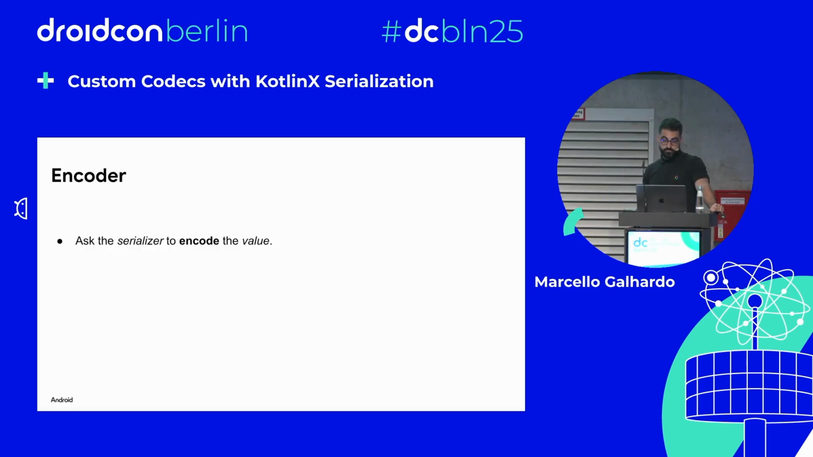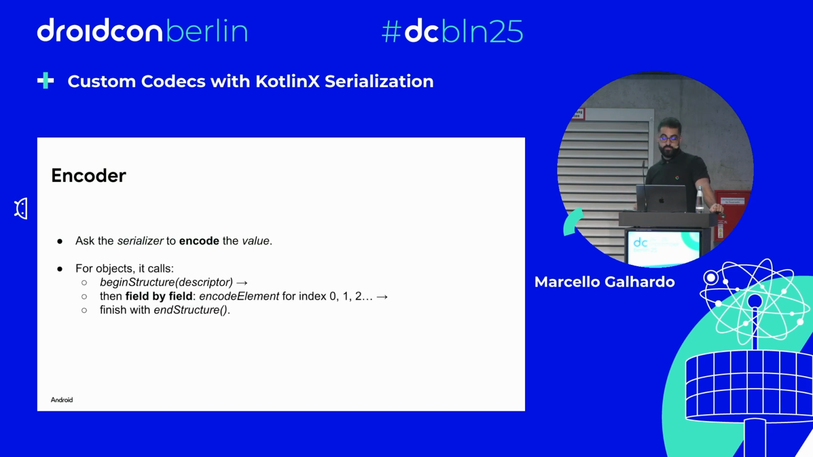Now the encoder. The encoder tells the serializer to write the value. When you're encoding an object, it works step by step. First, it's going to call this method called beginStructure. Then it goes field by field, encodeElement for index 0, then 1, then 2, and so on. And finally, it closes with endStructure.